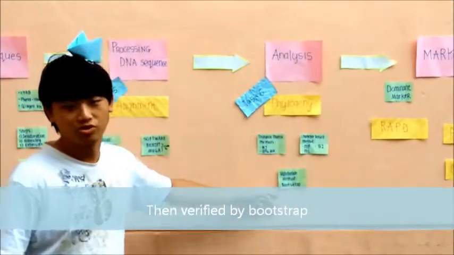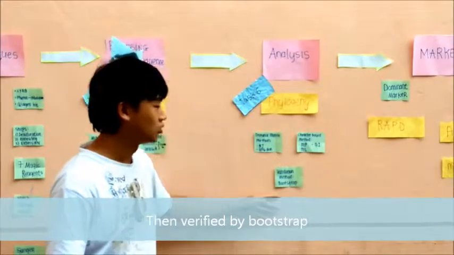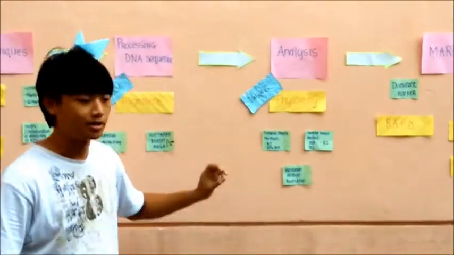After these methods are conducted, the tree generated will be verified by bootstrap. Usually we will run 500 bootstrap or 2000 bootstrap to make our tree more reliable.